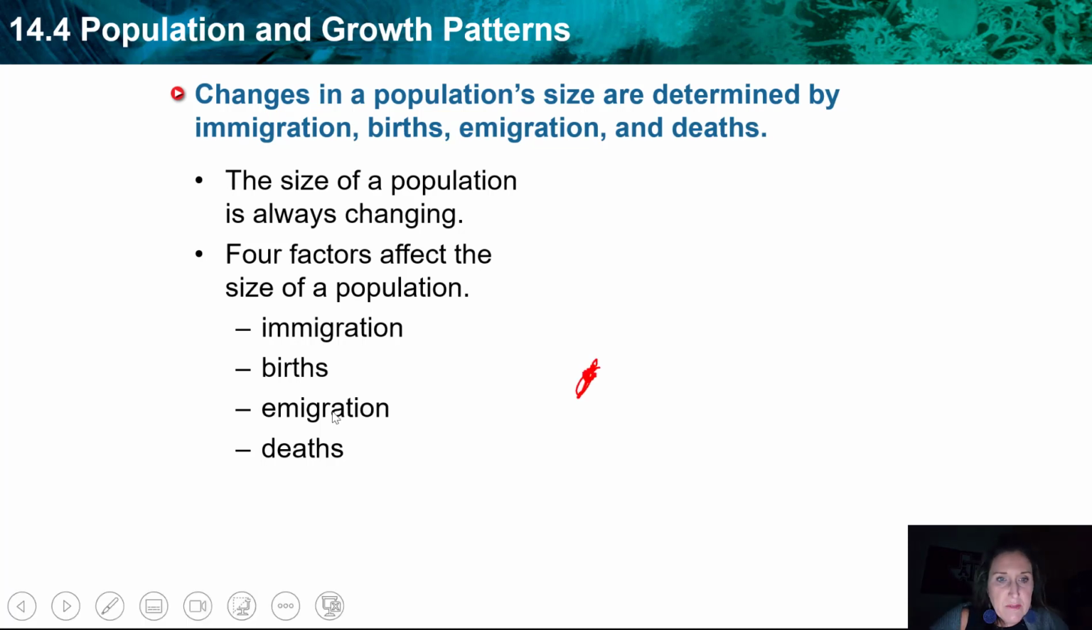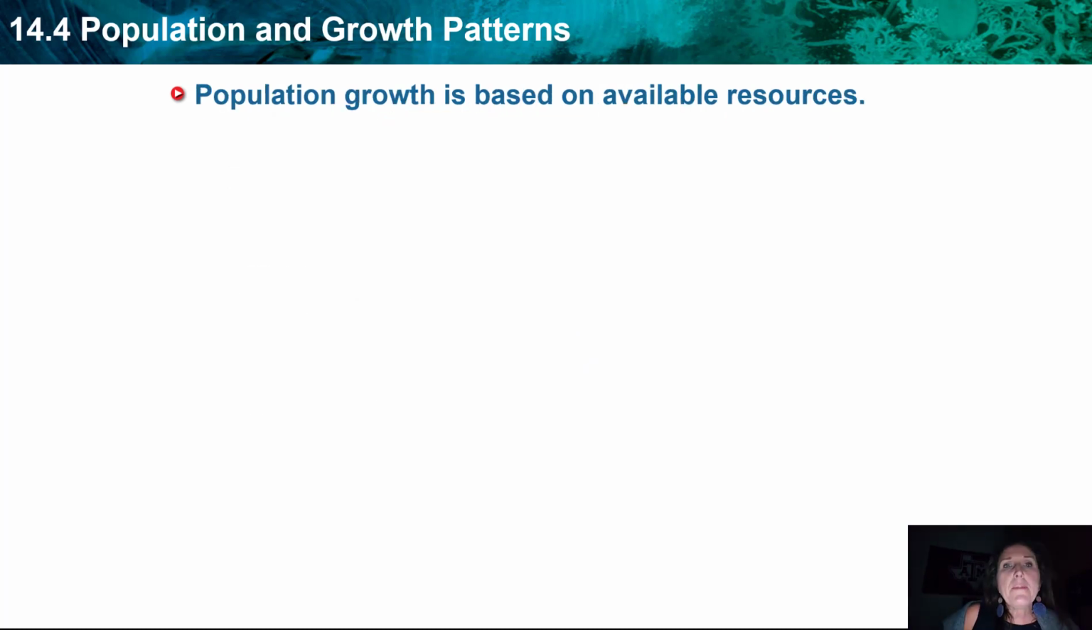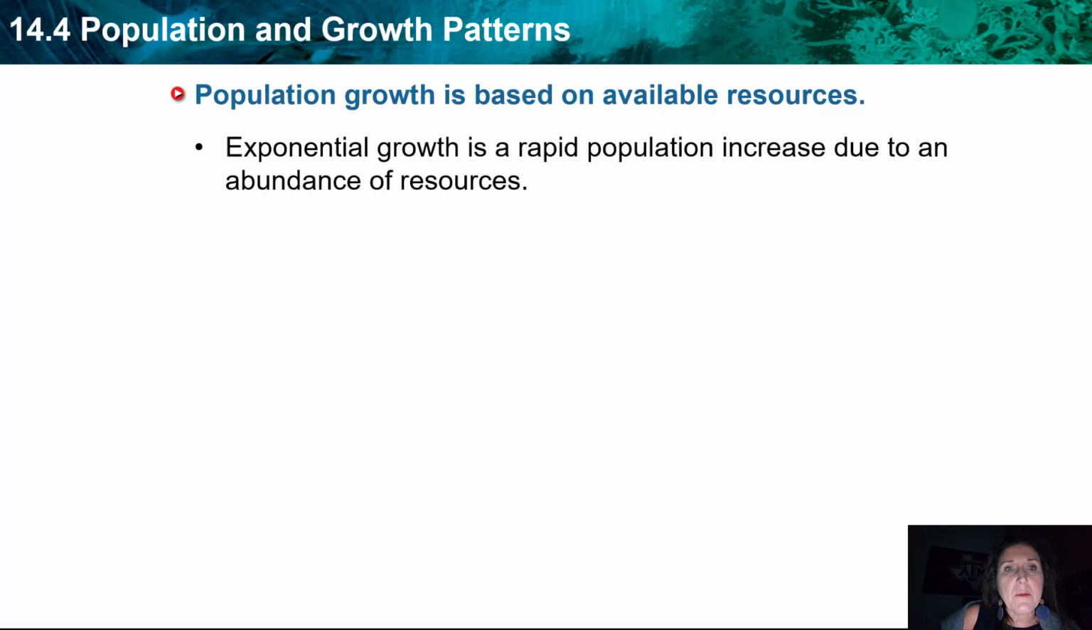Emigration is leaving. So people who move out of Memphis, and then people who die. All right. Those are decreasing the population. Population growth is based on available resources.